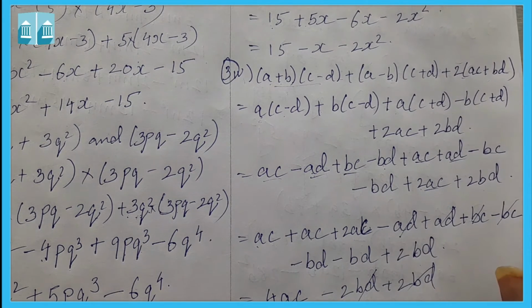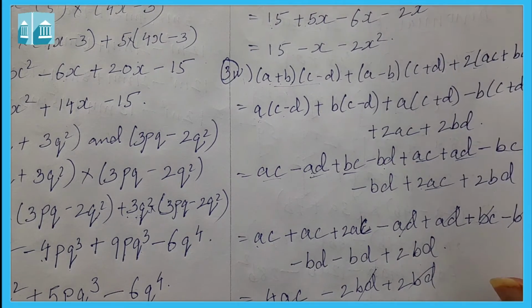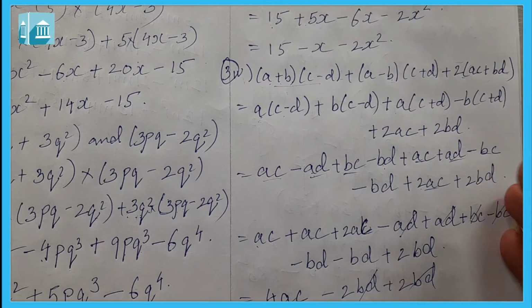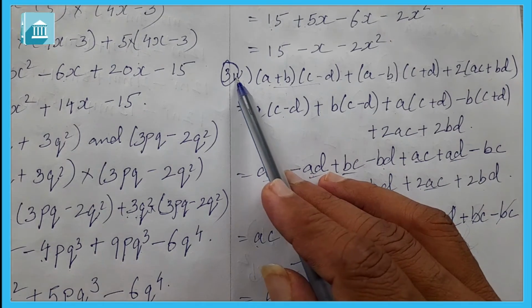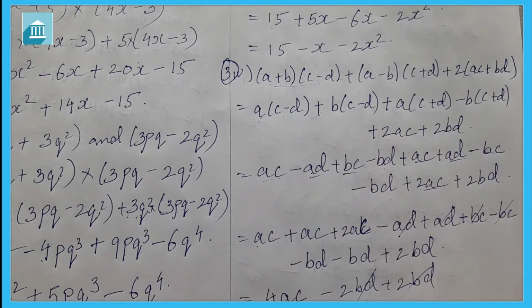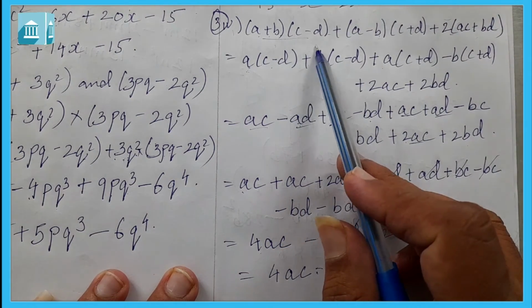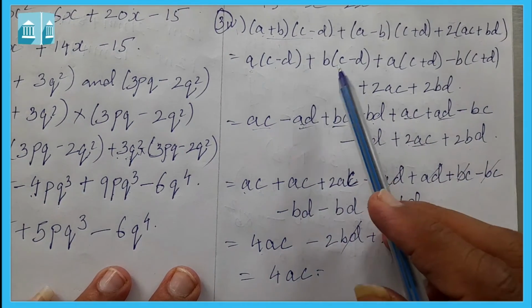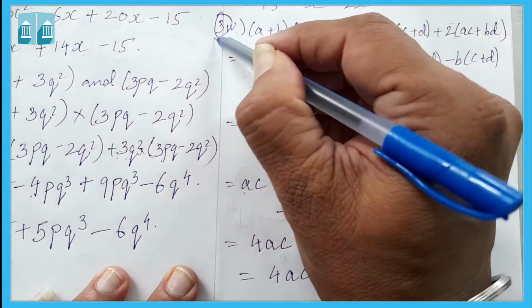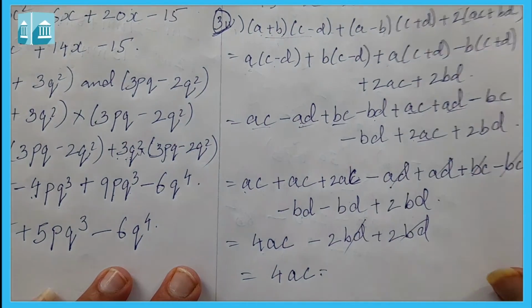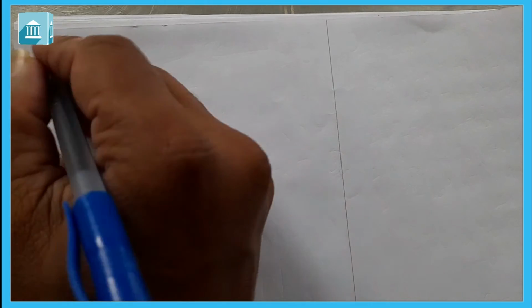Now we will do the third one of question number 2. Again I am repeating, by mistake I had done the fourth one of question number 3, A plus B into C minus D. Now let us do the third one of question number 2. Let us continue question number 2.